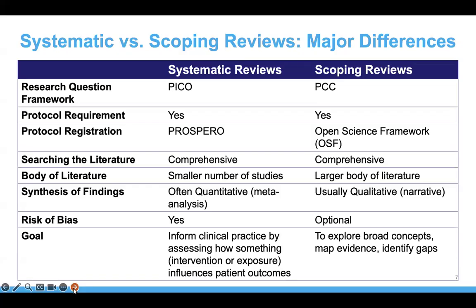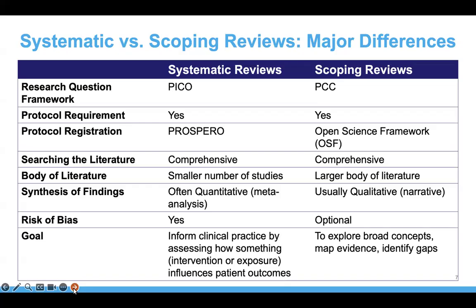Similarly, both review types require a comprehensive search of the literature, but they do differ in terms of the amount of literature that gets pulled. Systematic reviews will oftentimes have a smaller number of results versus scoping reviews, which may include a larger result set.